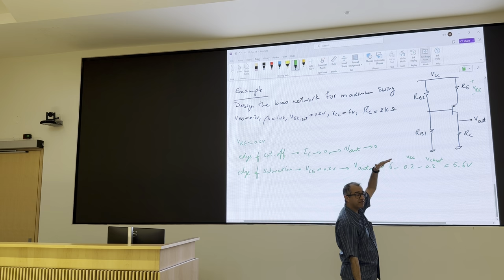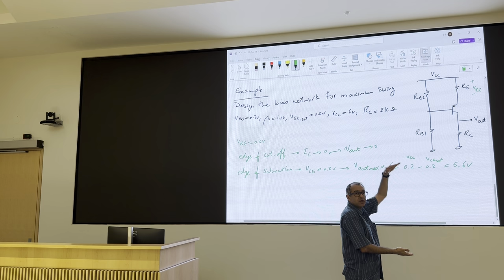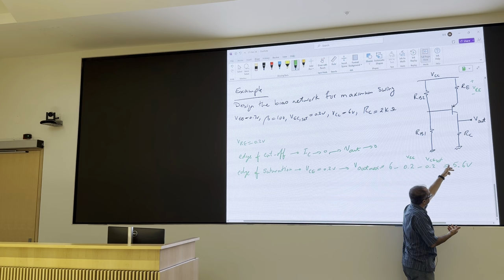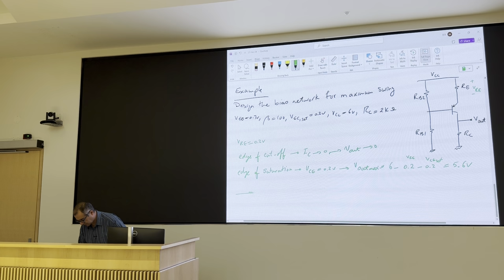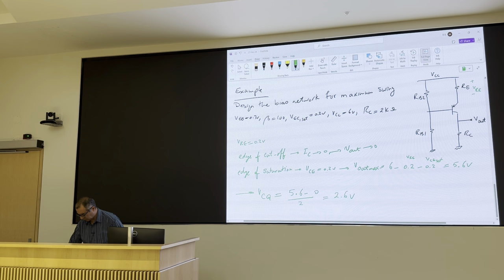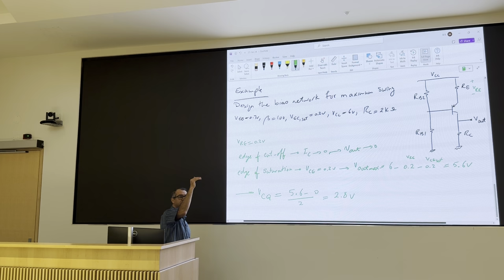If I want to have the maximum swing, meaning that the sinusoidal is not distorted too much, what should be the DC value, the average value of that sinusoidal? Halfway between those two, right? So halfway between 0 and 5.6 is 2.8. Okay, this is where I put my VC queue without any signal.